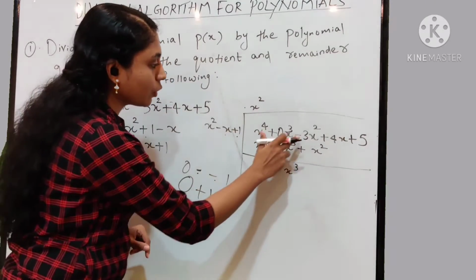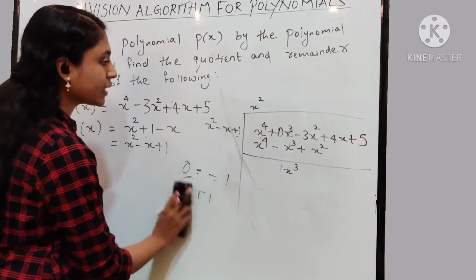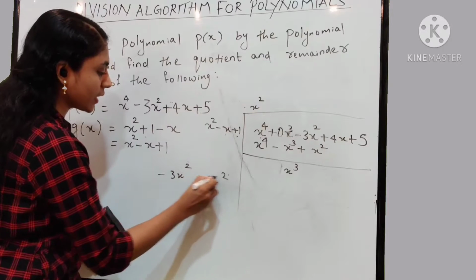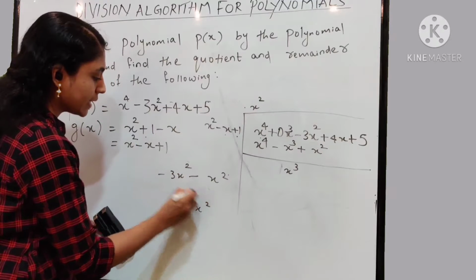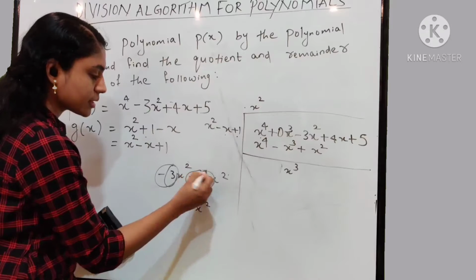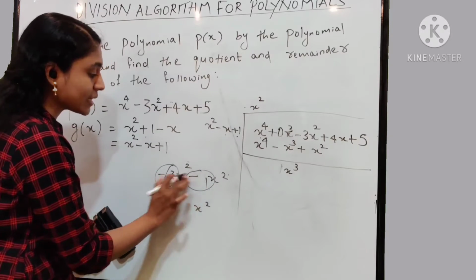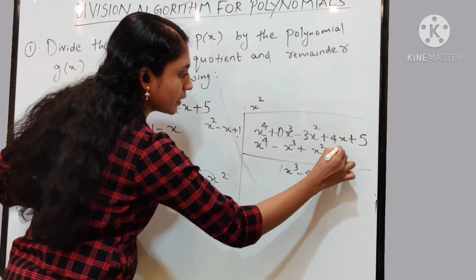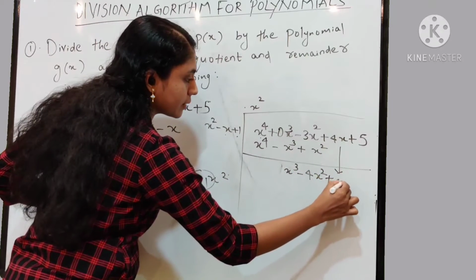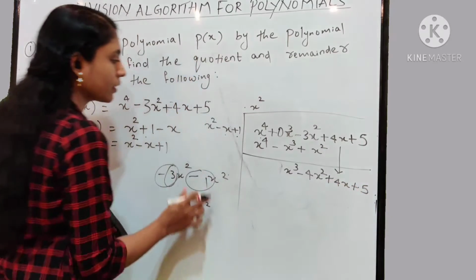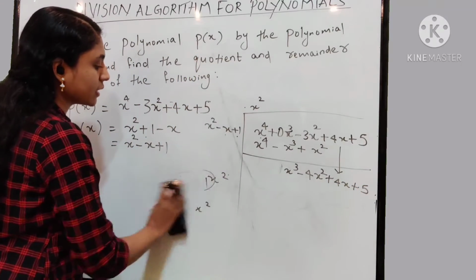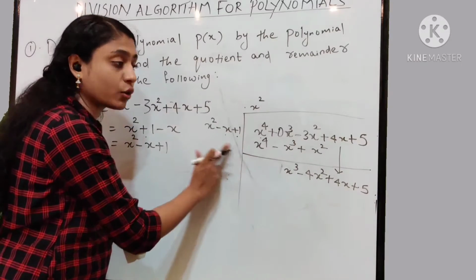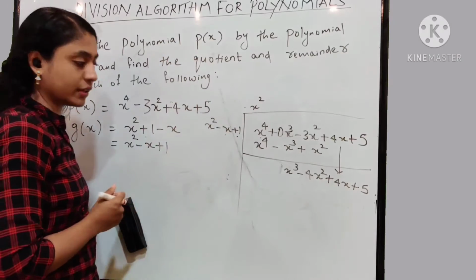Then what about the x square term? It is minus 3x square and x square. We are subtracting, so minus 3 minus 1. Simply x square means it is 1x square. So minus 3 minus 1 is minus 4. So this becomes minus 4x square. Then write the remaining terms, plus 4x plus 5. Now check whether the remainder is 0. No, the remainder is not 0 and its degree is higher than the degree of the divisor. So we can continue the division process.